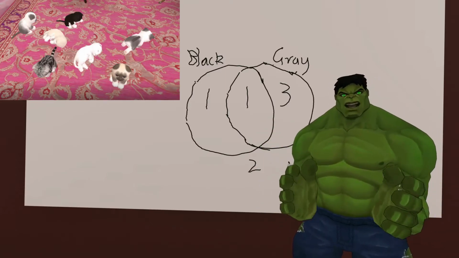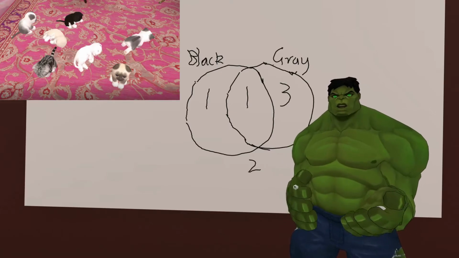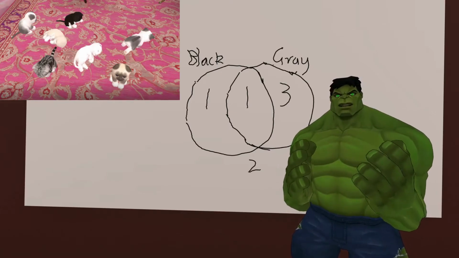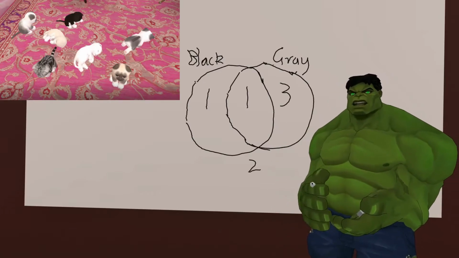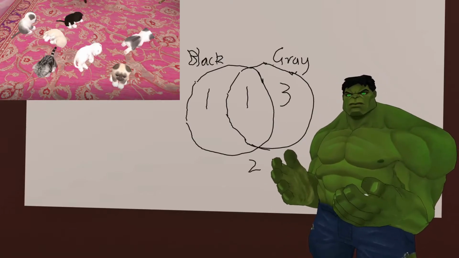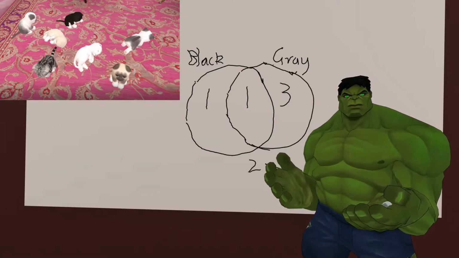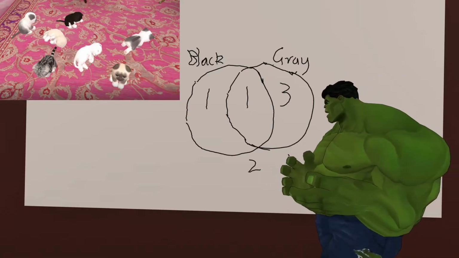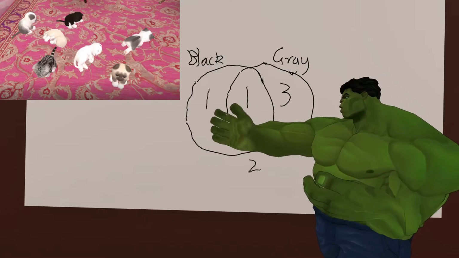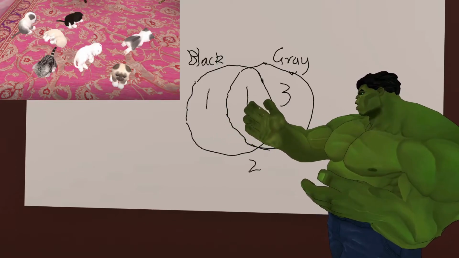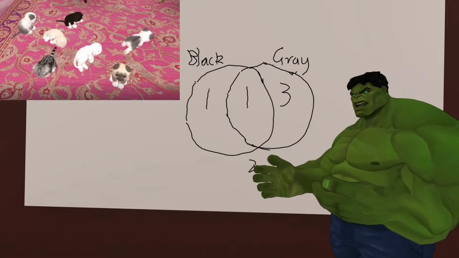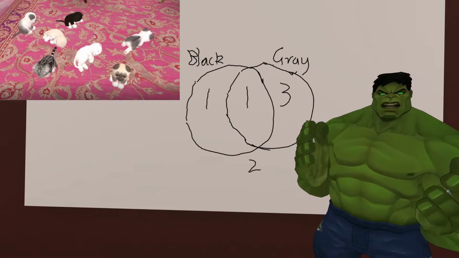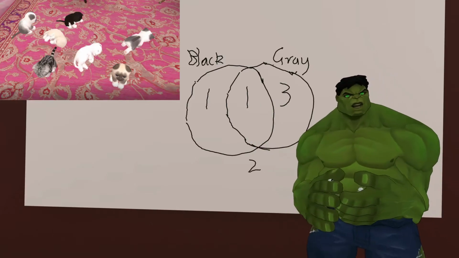Now, before you finish your Venn diagram, it's always good to check that you've got every piece of information in your Venn diagram. So on this picture, you can see that there are 7 cats. On our Venn diagram, we have 1, 2, 3, 4, 5, 6, 7. So we have all of our cats in this Venn diagram.